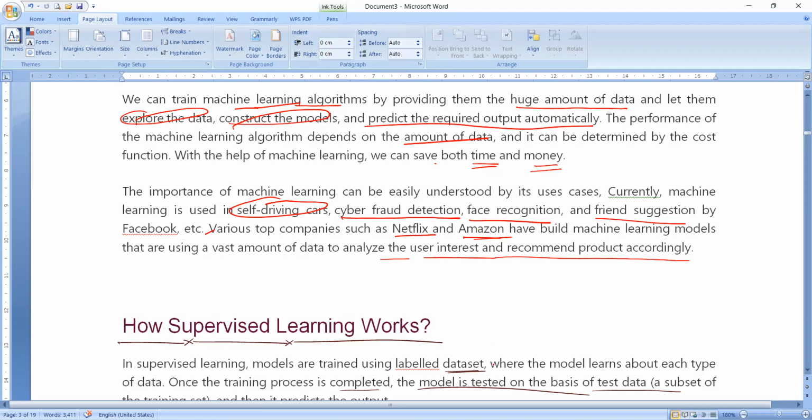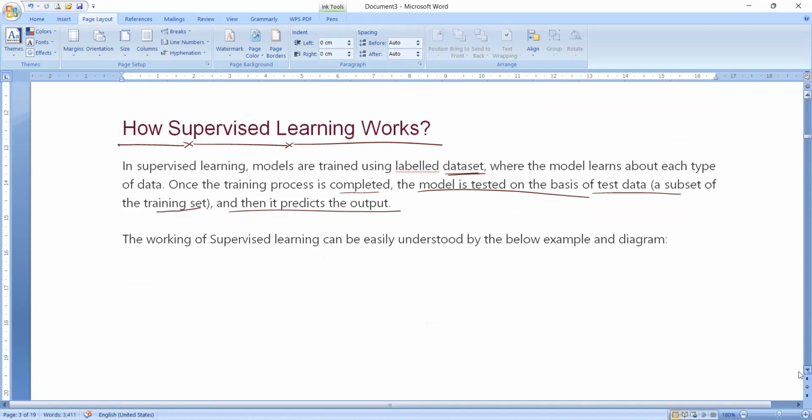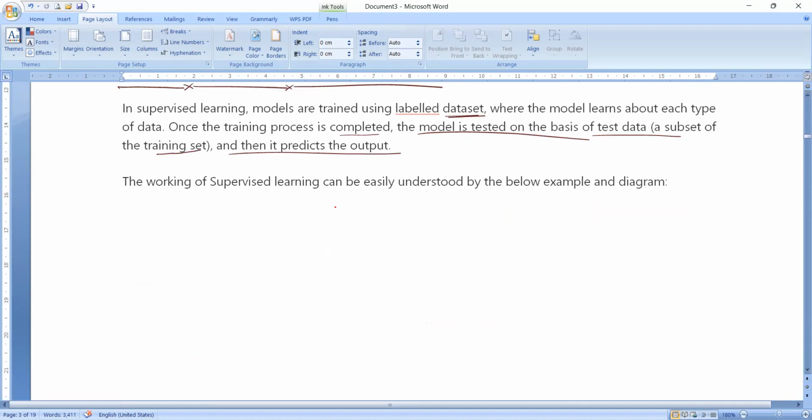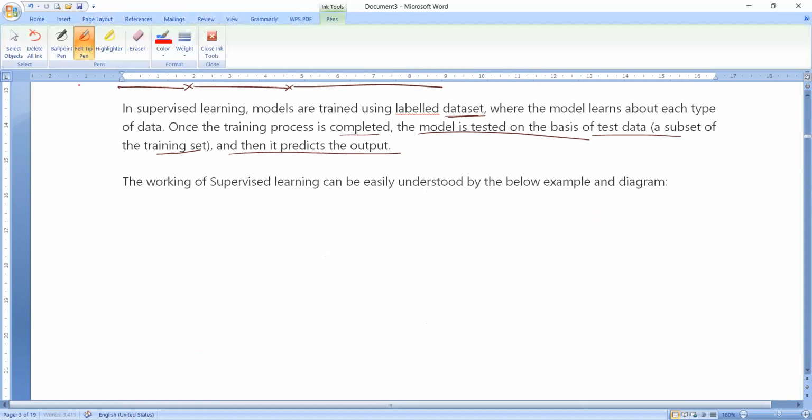And next, we'll see how supervised learning works. What is supervised learning? In supervised learning techniques, these models are trained using a labeled data set. This is very important. Labeled means we have already processed the data.